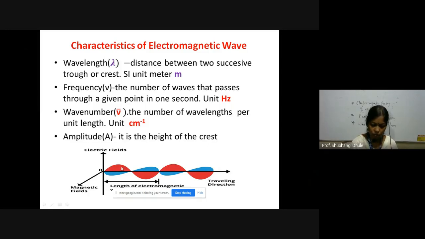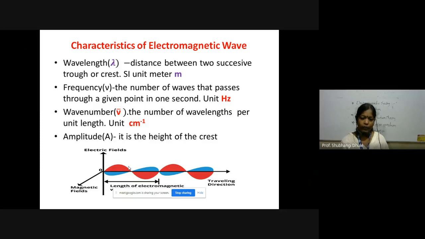Now concentrate on this red wave. These are called the crests and the troughs. This is the crest, and this blue one shown in the sphere is called a trough. The one pointing downwards is called a trough, and the one pointing upwards is called a crest. Now we are supposed to learn the parameters of the wave, the description of the wave.